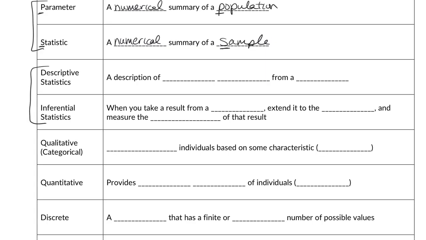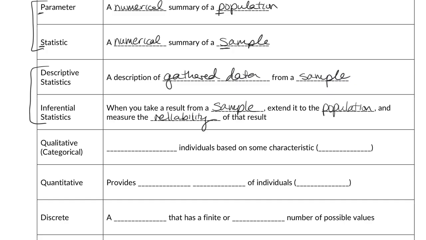The two types of statistics that we'll talk about in class are your descriptive and your inferential. We've already talked about these, but let's formally define them. Descriptive statistics is a description of gathered data from a sample, whereas inferential statistics is when you take the result from a sample, extend it to the population, and measure the reliability of that result. Give a confidence rating.